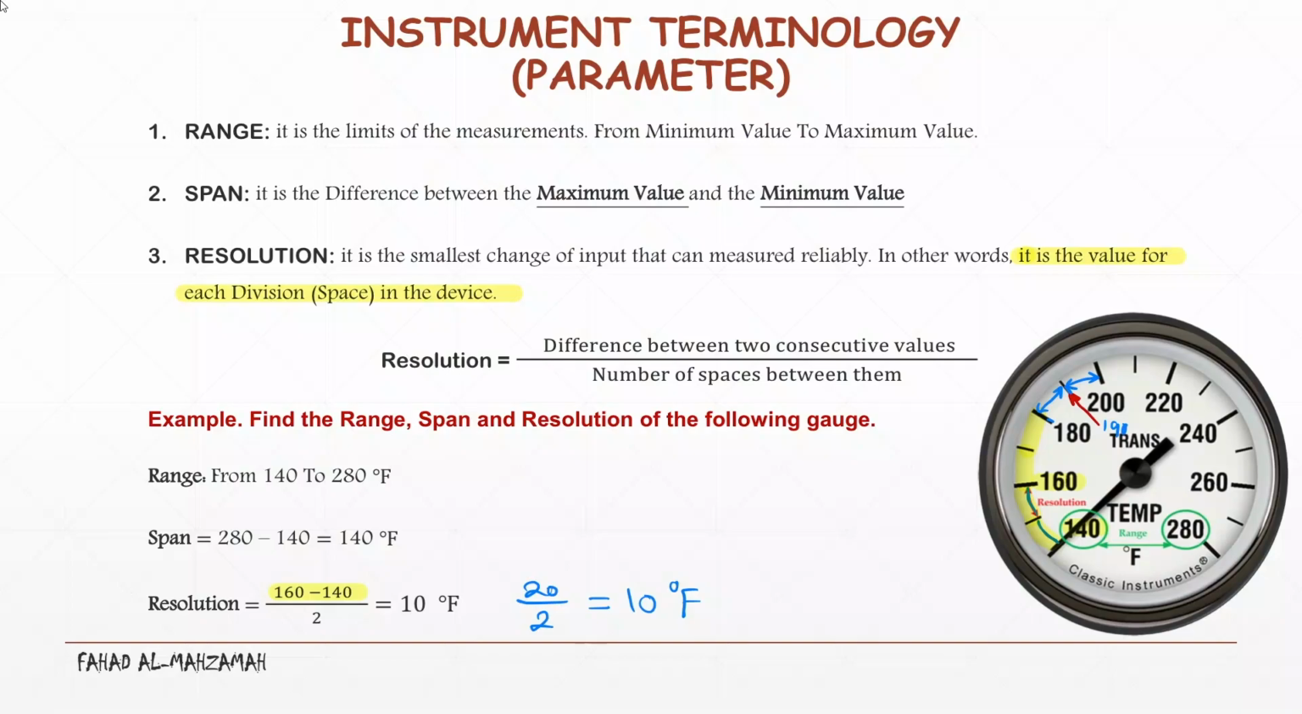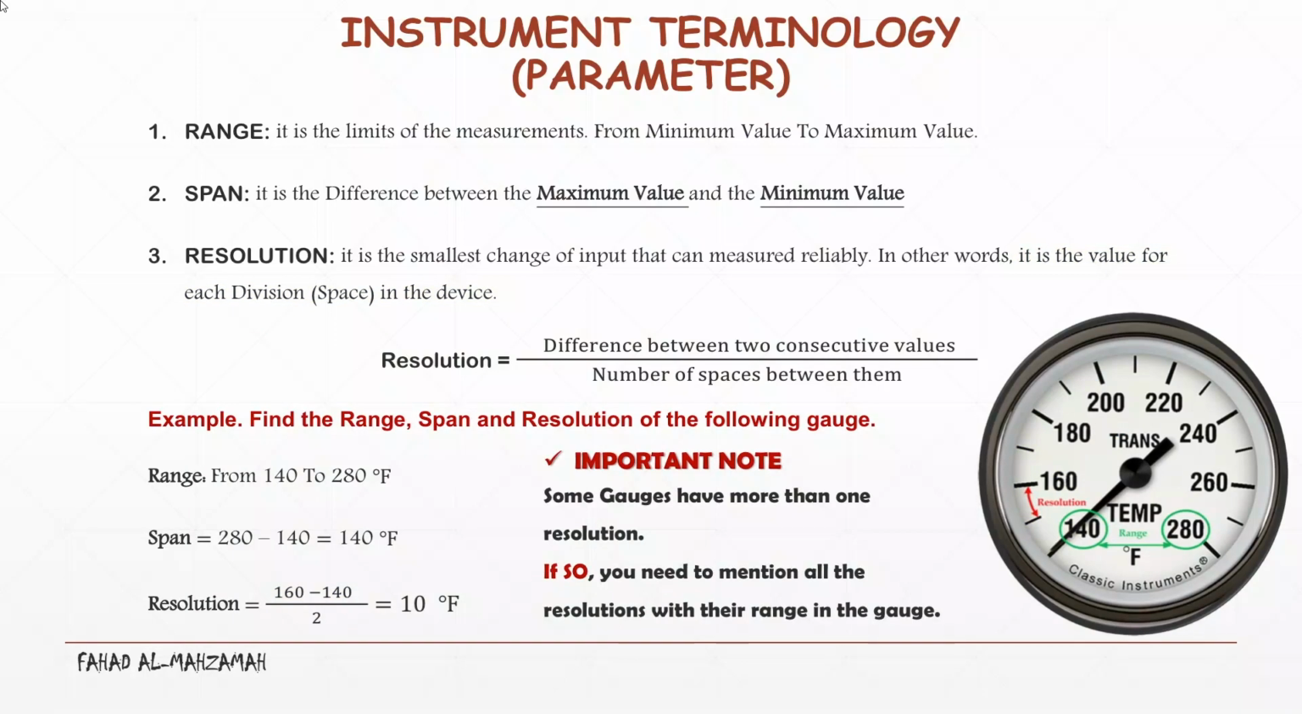I think it's easy. Let's take some examples. But before that, there's an important note that most of you have to know: some gauges have more than one resolution. So what if the gauge has more than one resolution?